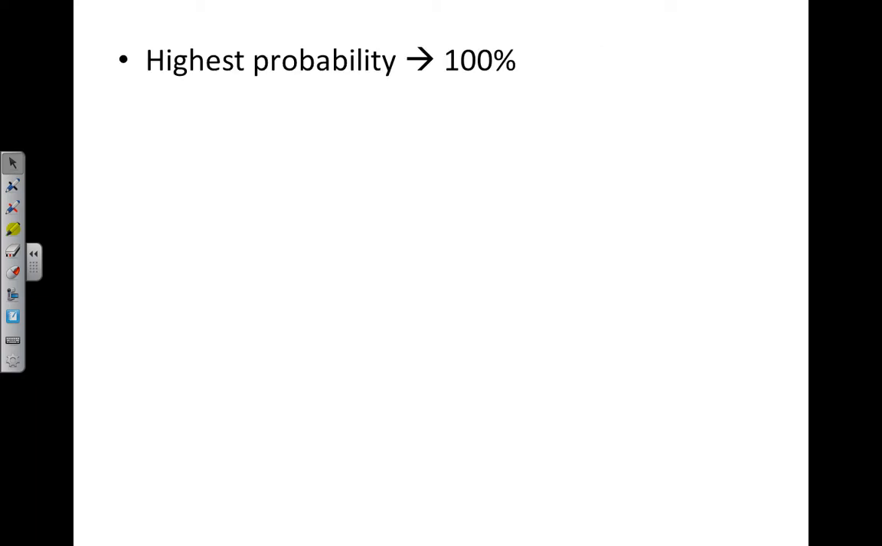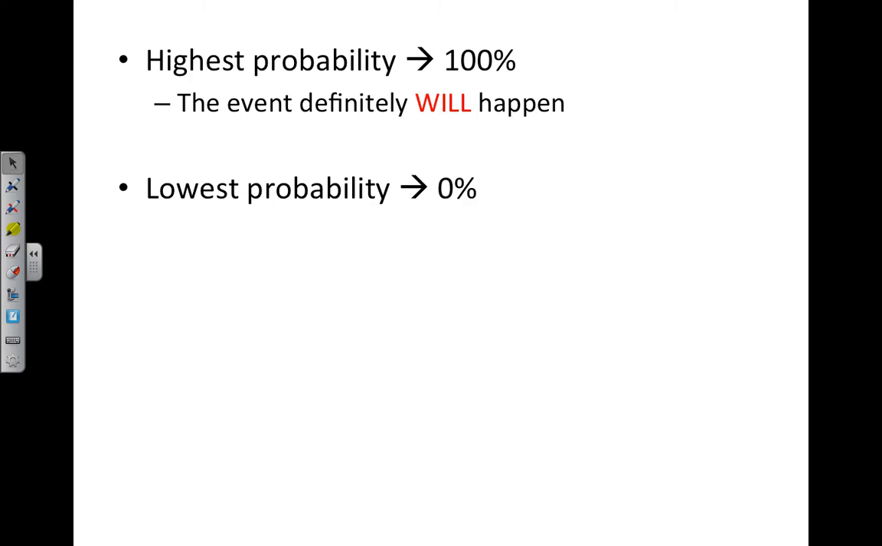The highest probability is 100%. That means the event definitely will happen. The lowest probability is 0%. The event definitely will not happen. You cannot have a probability of more than 100% or less than 0%, because 100% means it definitely will happen.